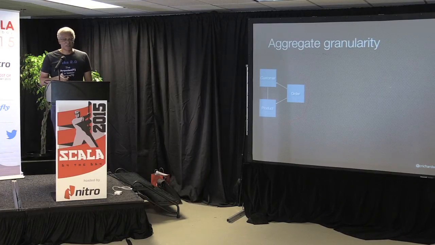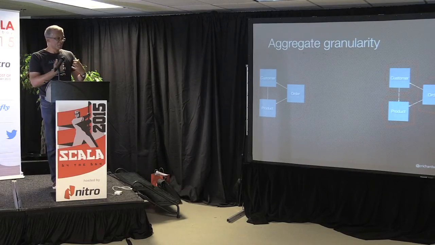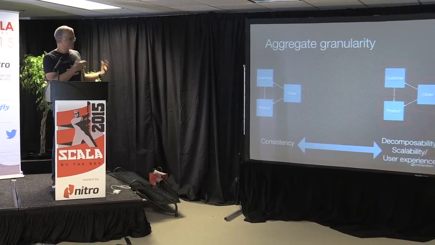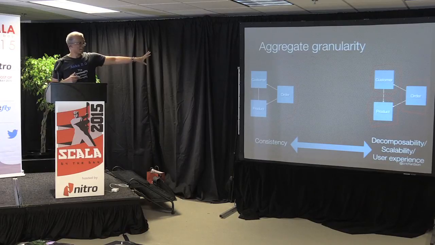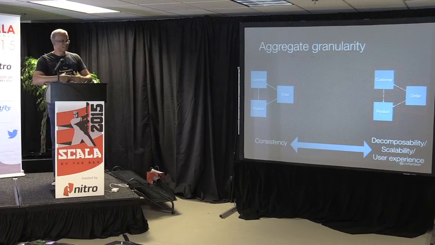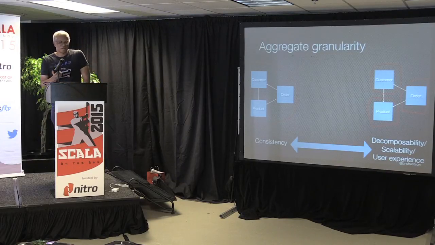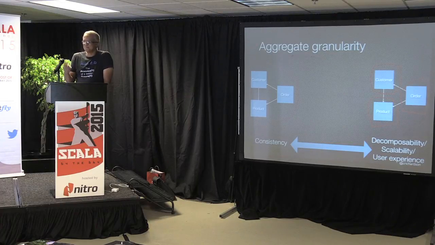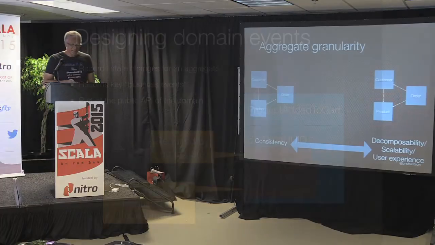You probably want to adopt a more fine-grained approach, so customers and products and orders would be separate aggregates. And it ends up being a trade-off between, on the one hand, you have great consistency if you have a single aggregate, but on the other hand, you're giving up on the ability to decompose your system into services. It's not going to scale because every update in your system has to be serialized through this one aggregate, and the user experience is going to suck as well, right? So you kind of have to find the right balance in the system.